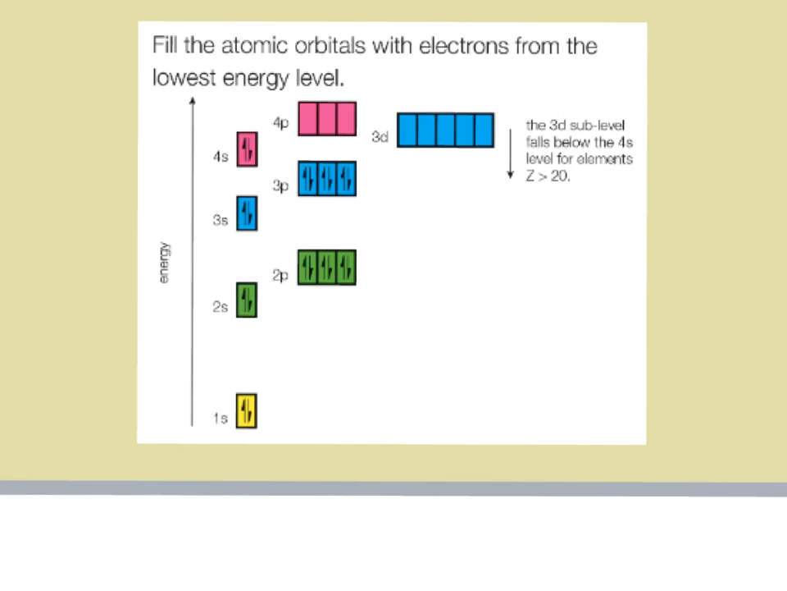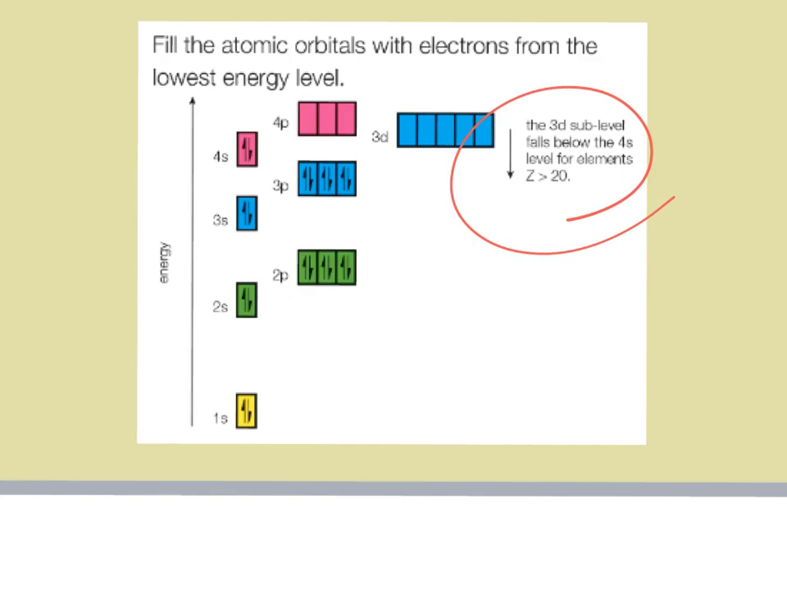The technical answer is that some orbitals have different energies depending on whether they are empty or whether they are full. So the main thing that they talk about in the IB book is that the third sublevel will fall below the fourth sublevel. 3D would fall below 4s if the atomic number is greater than 20. Notice where that is on the periodic table. That's right before you get into the transition metals.